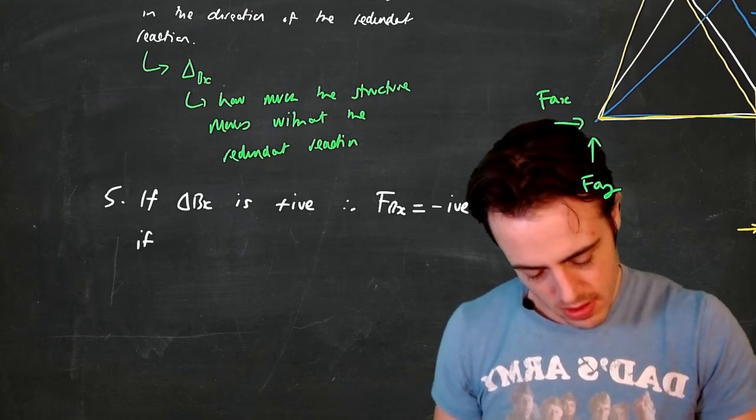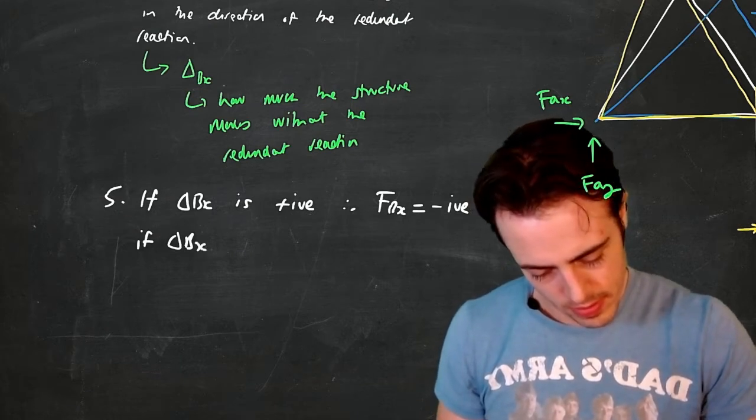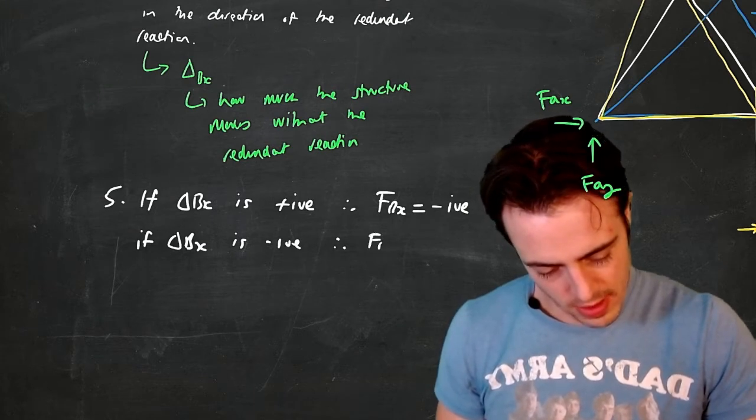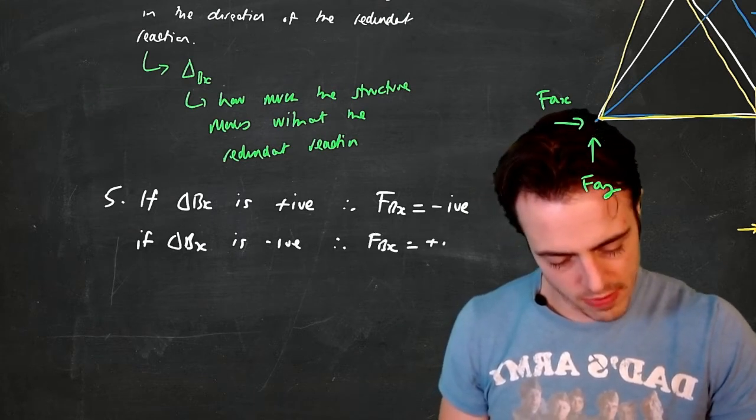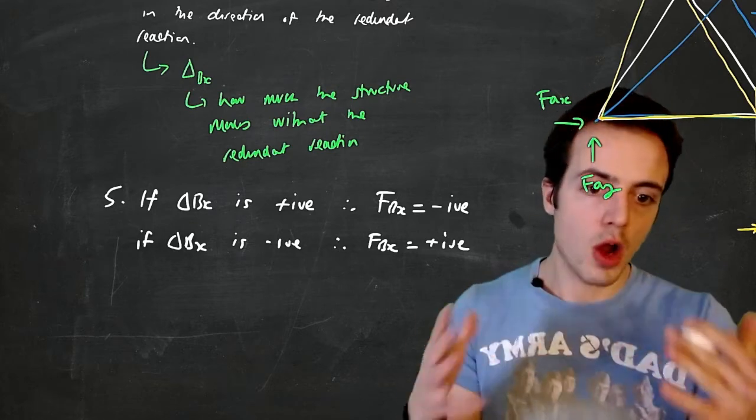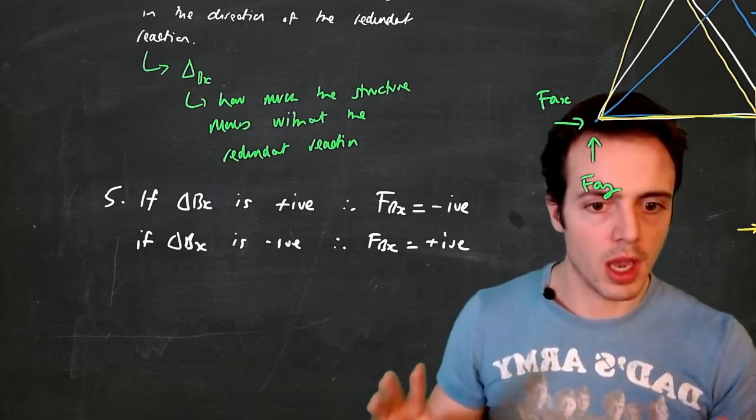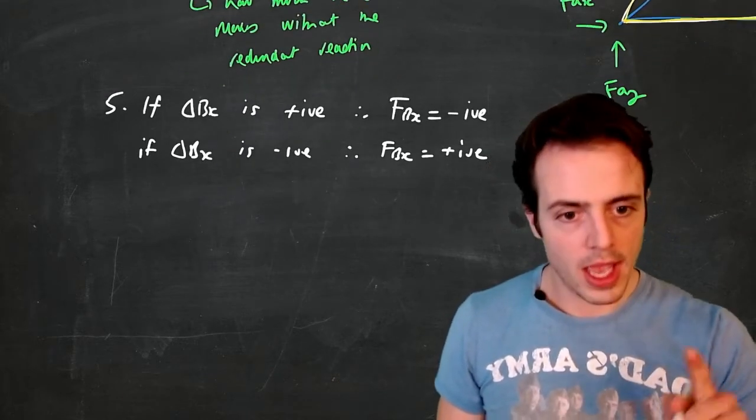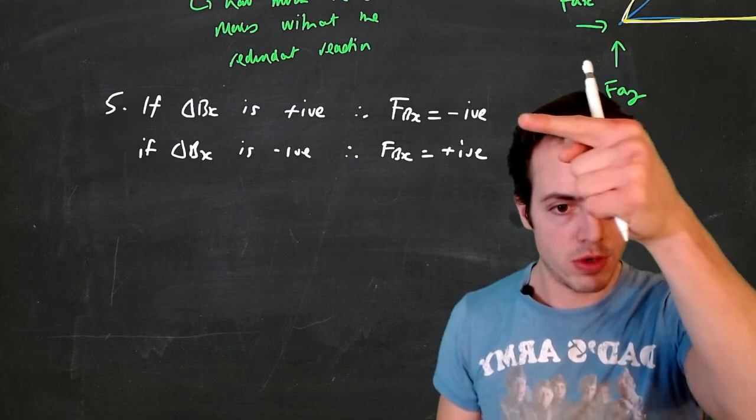If delta Bx is negative, then conversely, FBX must be positive. And that makes sense. It's got to be there to overcome whatever the movement that would occur if that reaction weren't there. So we then apply a unit load in the direction of these forces.